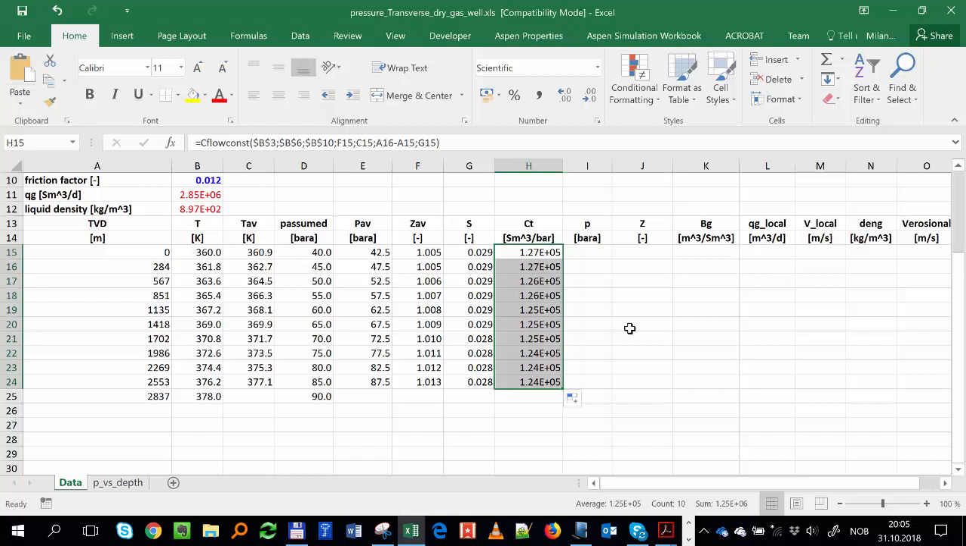Are you getting similar numbers? Yeah. Now let's calculate the pressure. That's almost the last step we have to take. The pressure.